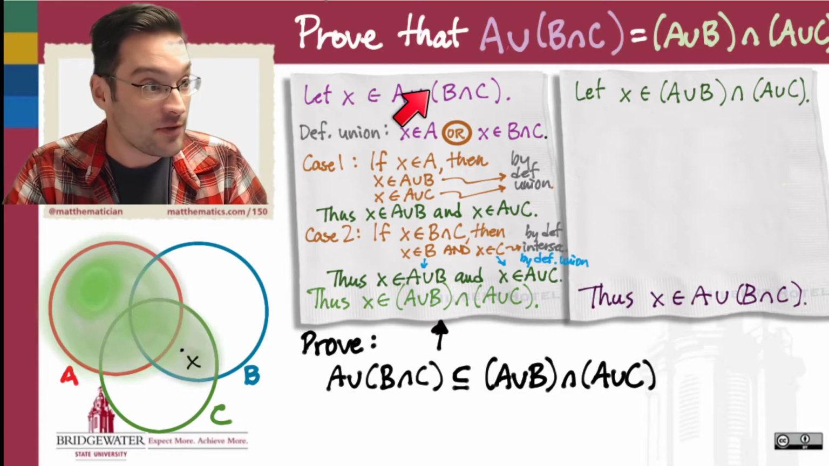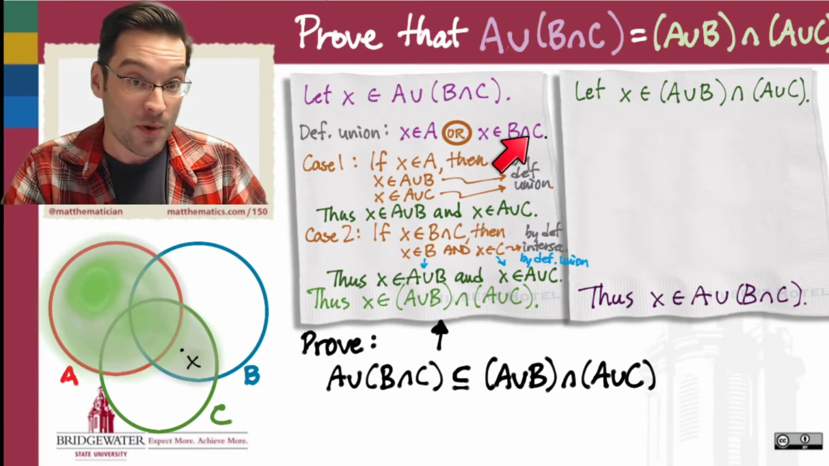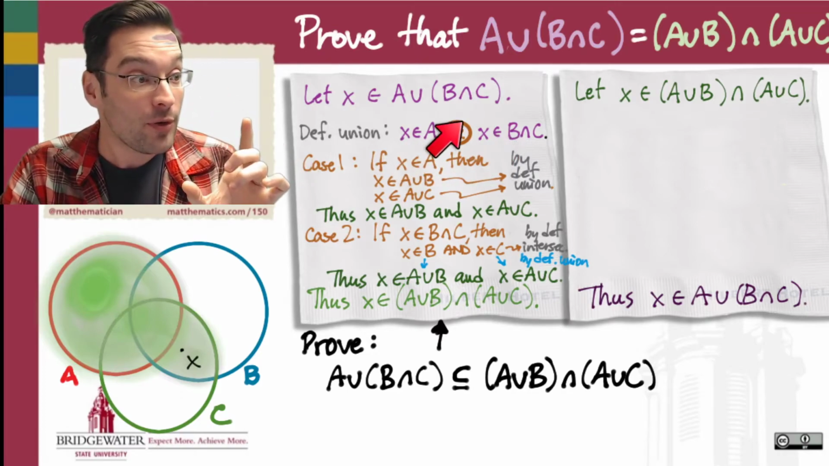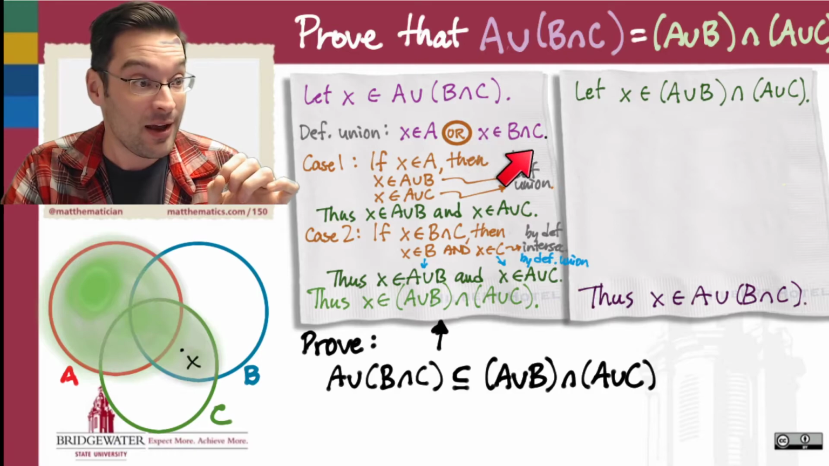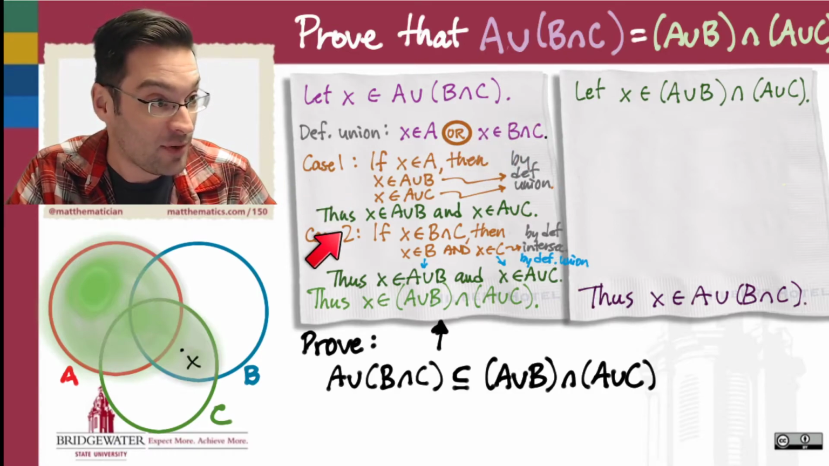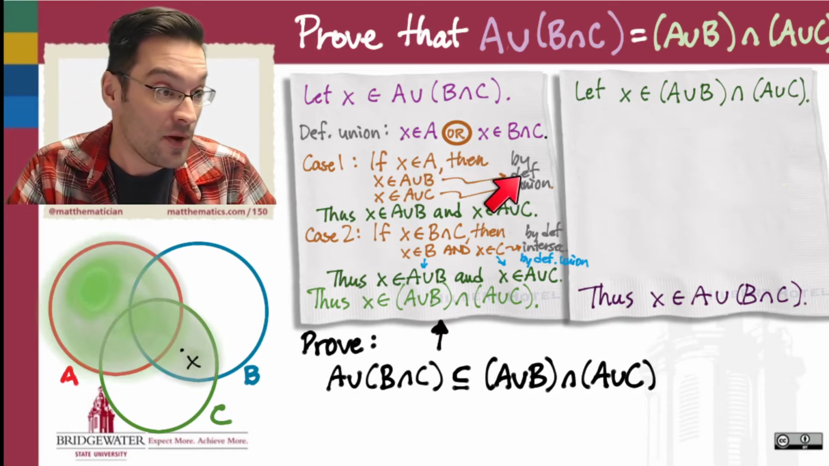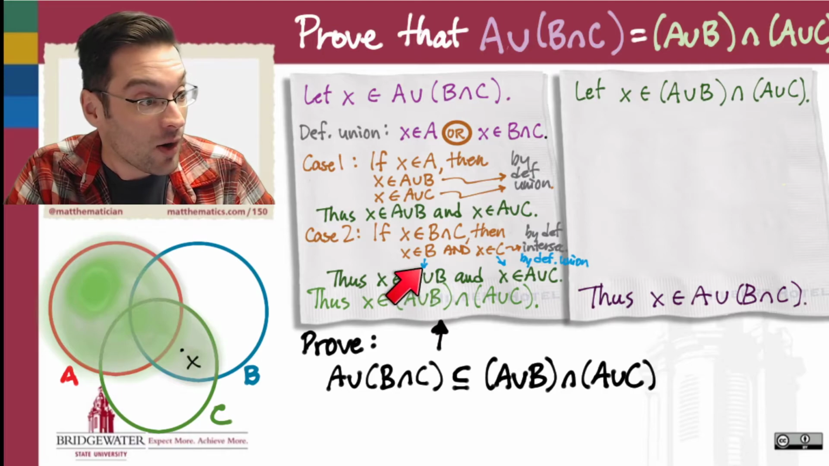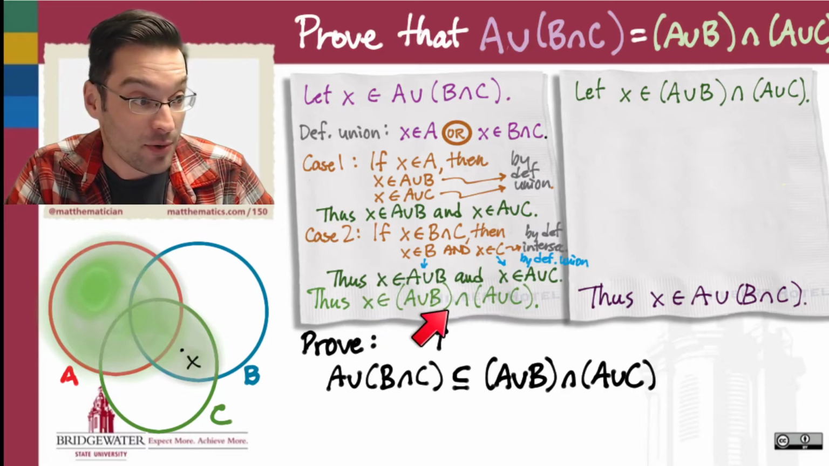We use the definition of union to split this union into a logical OR, which then bifurcated our proof into two cases, because we then had to prove both for the case where X is an element of A and also for the case where X is an element of B intersect C. That became two cases. And in each one of those cases, we use the definition of union or the definition of intersection to arrive at the conclusion we were trying to arrive at.